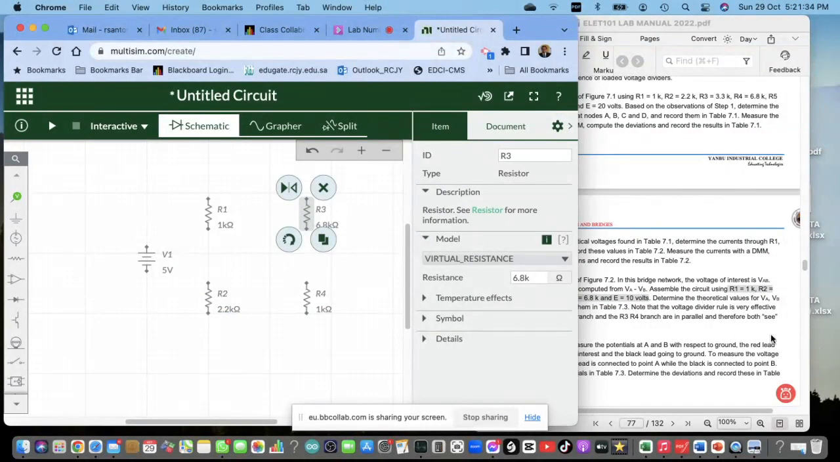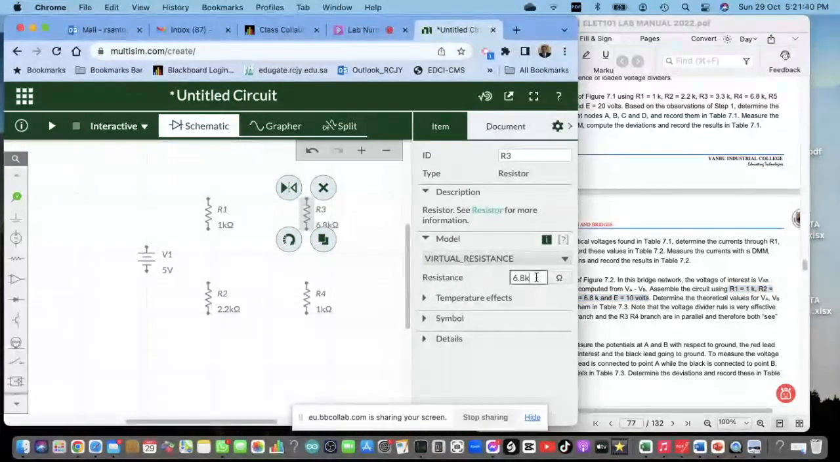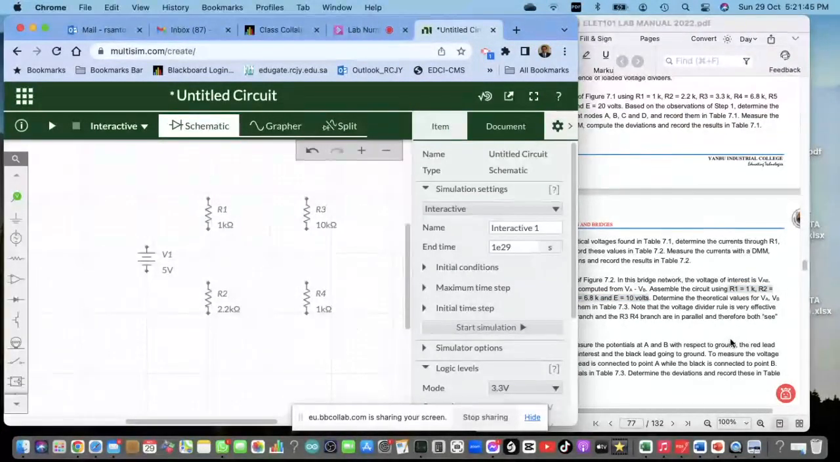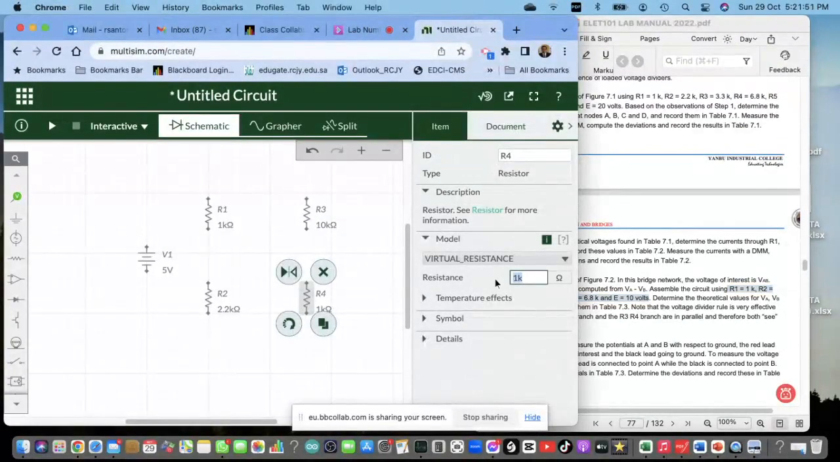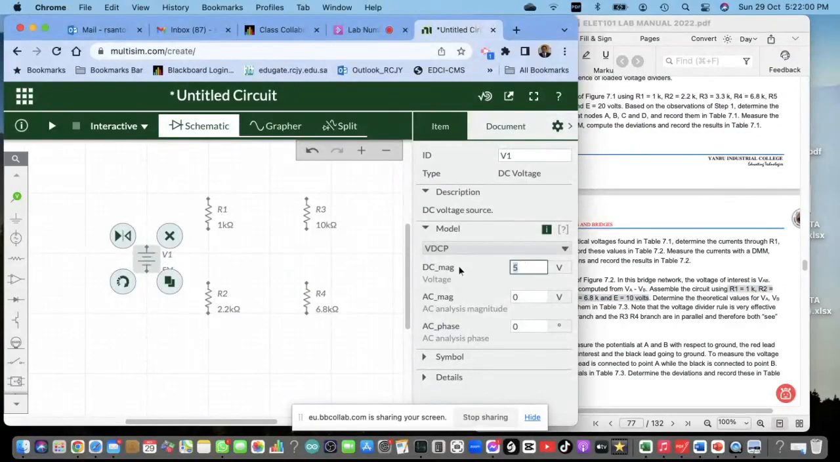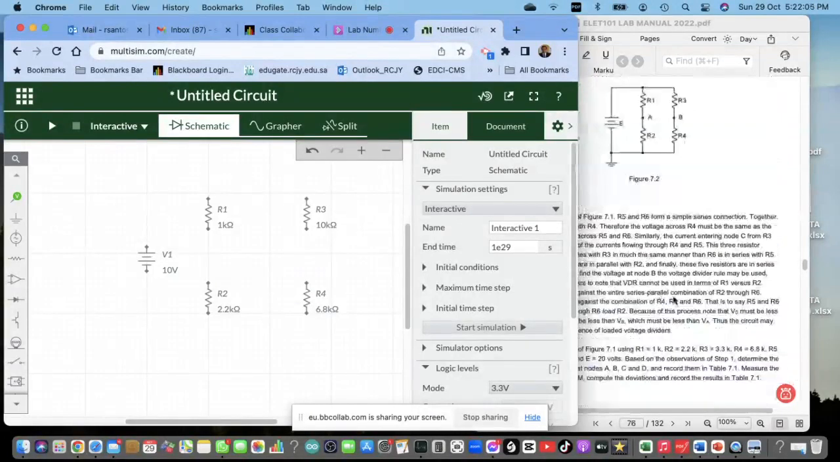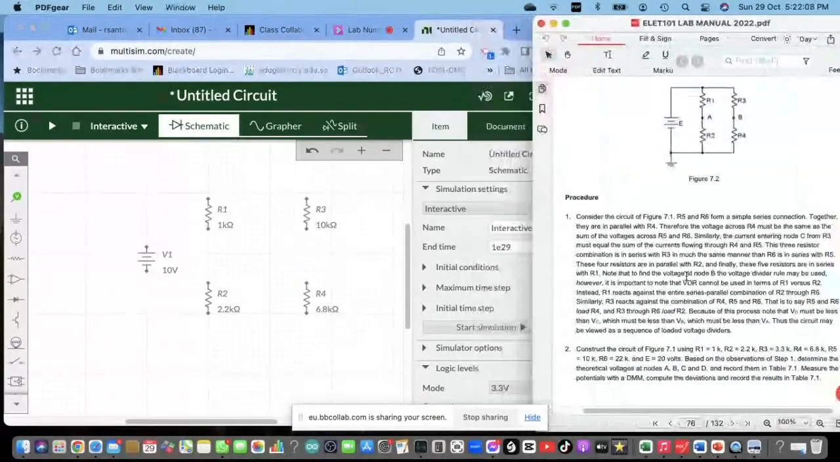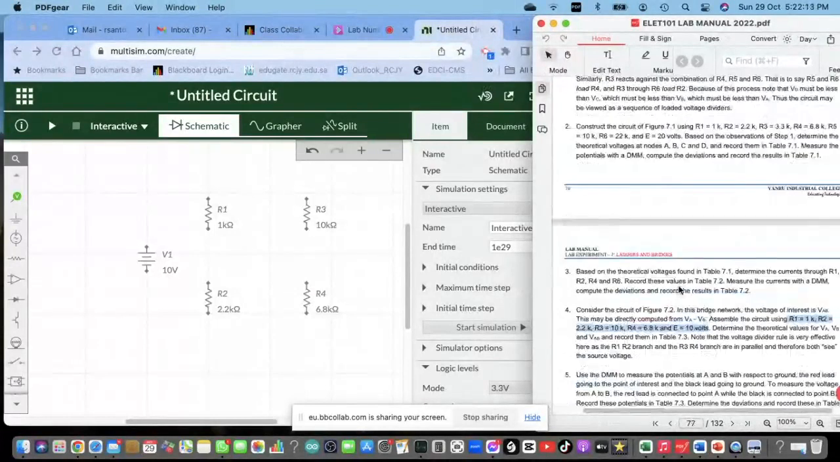R3 should be 10 kilo. Then R4 should be 6.8 kilo. Right? Then we have a source of 10 volts. This battery should be 10 volts. All right, that completes the circuit again. So we have those values there.